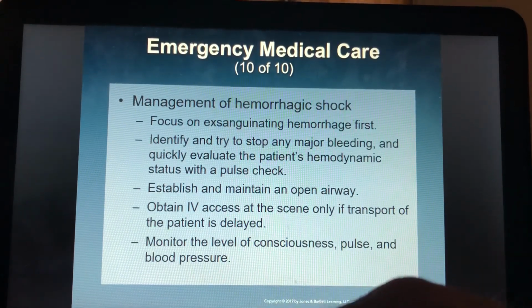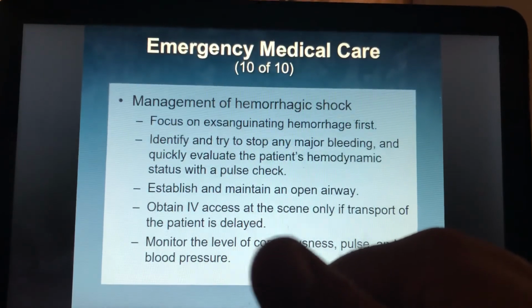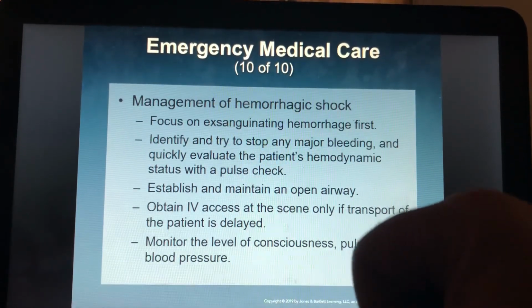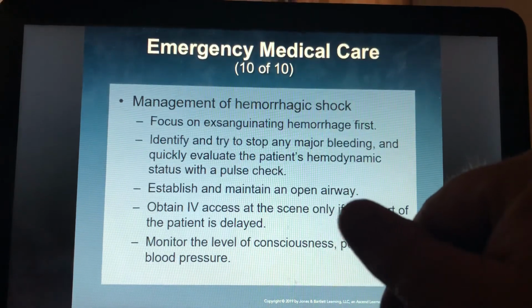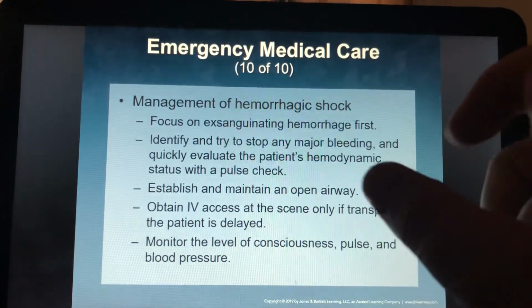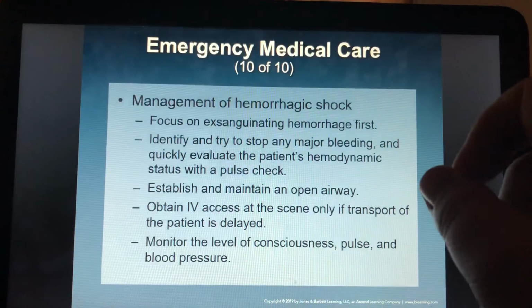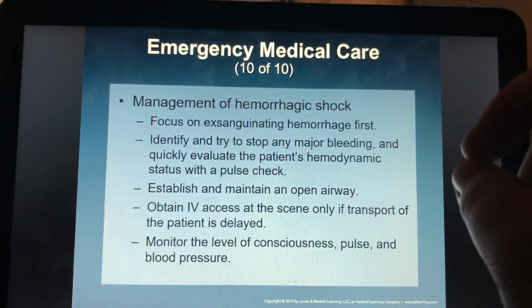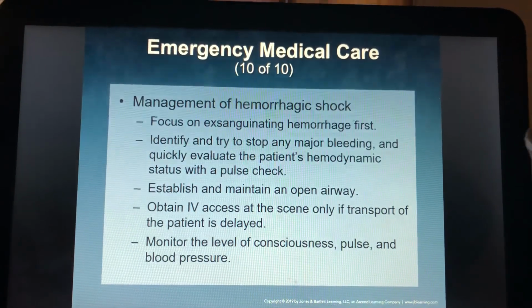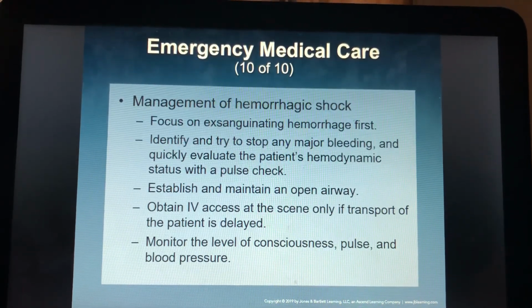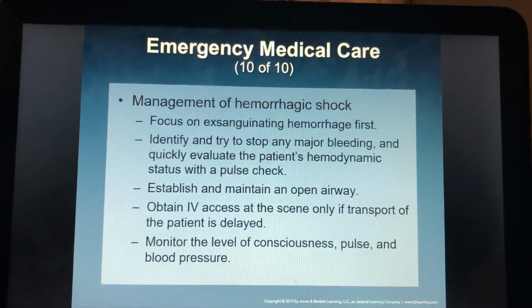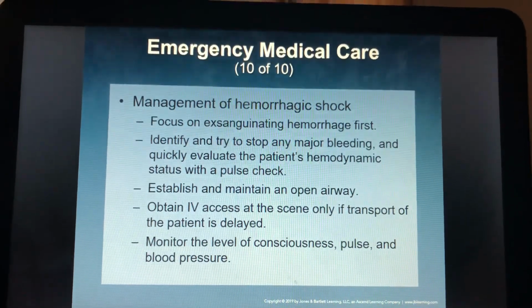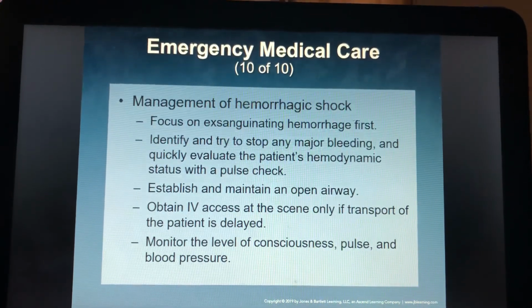IV access. You want to start working on your crystalloid, which is your normal saline, doing boluses. One of the things that is allowed is called permissive hypotension. You only need 90 millimeters of mercury systolic pressure to perfuse the brain. The idea behind it is that if you have a significant mechanism of injury, multi-system trauma, and you're trying to control the bleeding, clots may form. It may take a minute, but they may form, especially if you're able to control some of the bleeding.